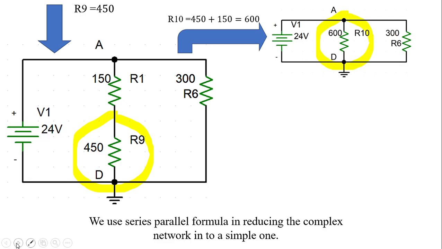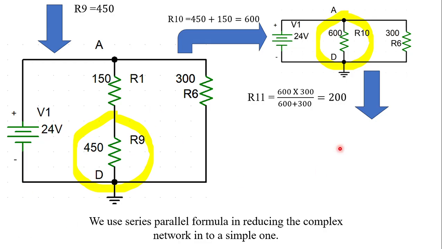Now after simplifying, further simplification is also possible. Scope is there. So 600, 600, 300, they are in parallel with each other. So I'll use the parallel equivalent formula, that is 600 into 300 by 600 plus 300, like R1 R2 by R1 plus R2. So that will result in one single resistor whose value is 200 ohms.